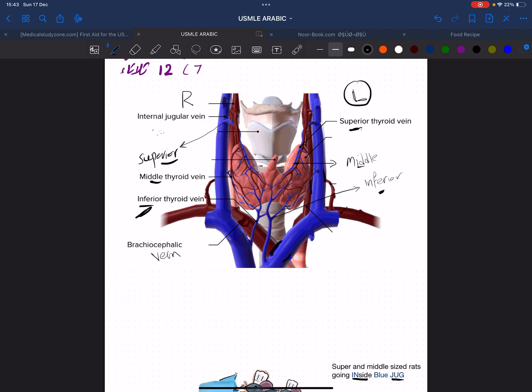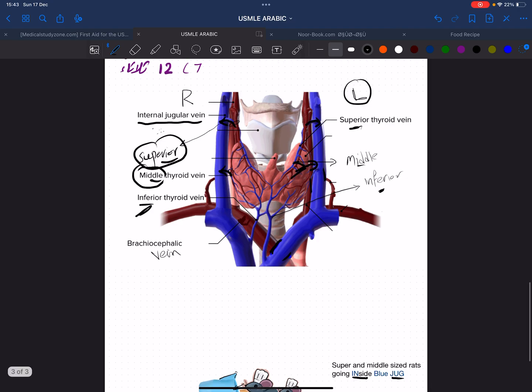Okay, so the right and left superior and middle thyroid veins drain into the internal jugular vein. As you can see here, this is the superior thyroid vein. It drains into the internal jugular vein, and we have the middle thyroid vein, which also drains into the internal jugular vein. So the right side drains into the right jugular vein, and the left side drains into the left jugular vein. As you can see here, same thing. And that's the middle, it drains into the internal jugular vein.